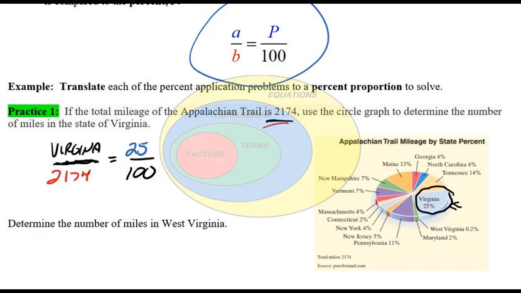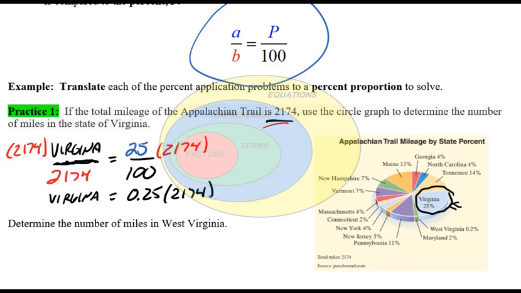So to solve this, we just have to multiply both sides by 2174. So the number of miles in Virginia would equal, well, 25 over 100 is 0.25. And then if I multiply that by 2174, I'm going to get, on my calculator, 543 and a half miles.